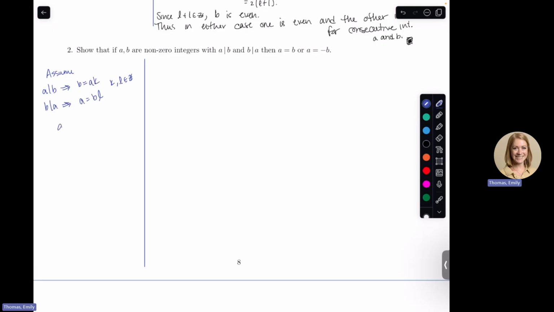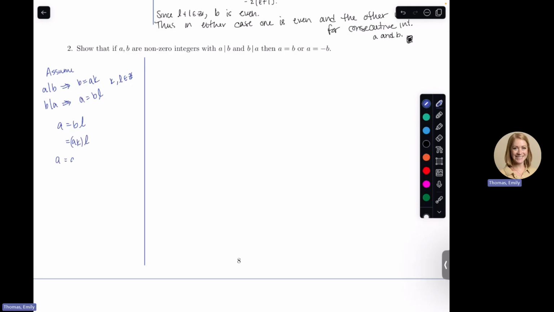So a is equal to b times l. B is ak. So a is equal to a times kl. Well, kl has to equal 1 for that to work. Now, the only way that that can happen is that k and l are both 1, or k and l are both negative 1. That's going to give us our two cases up here.